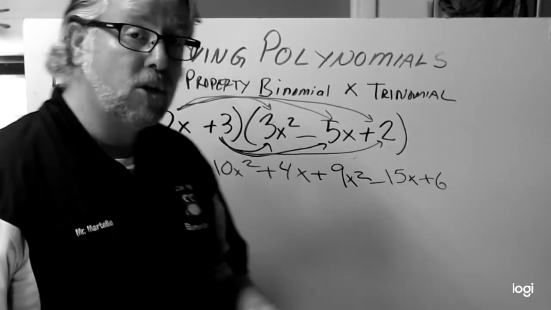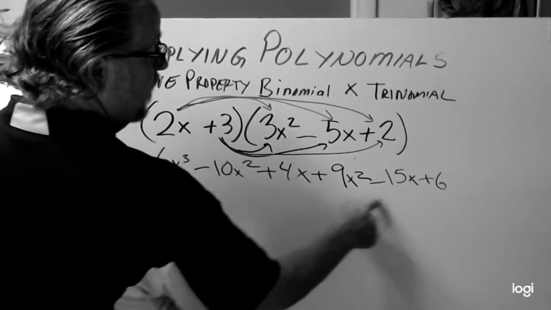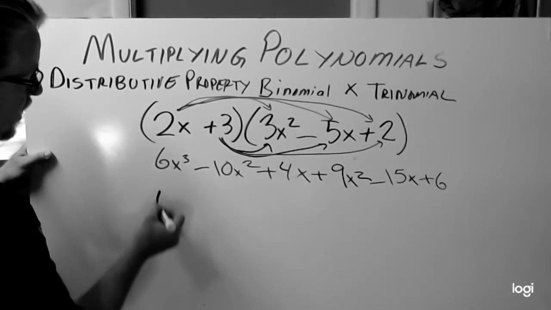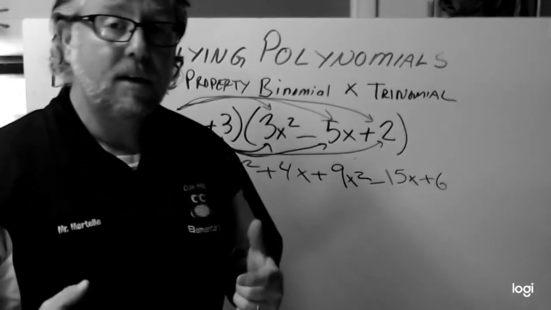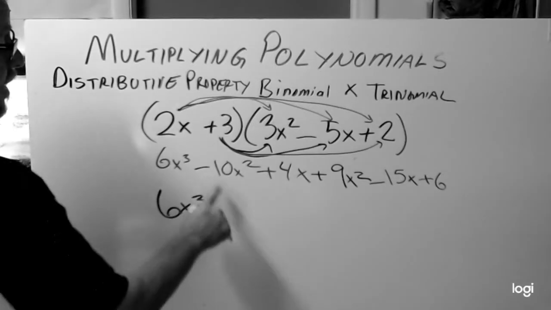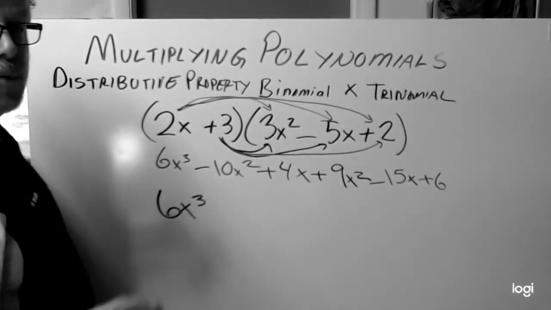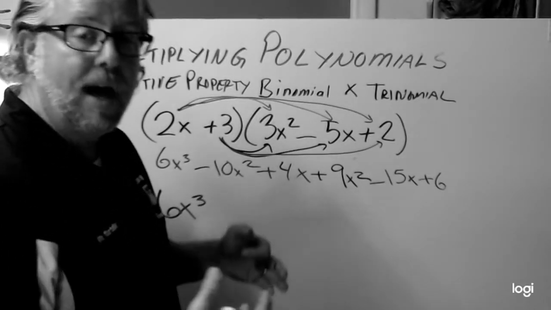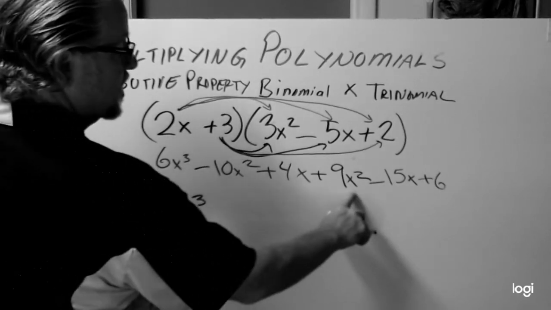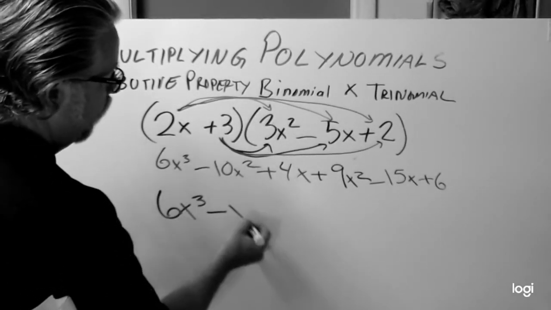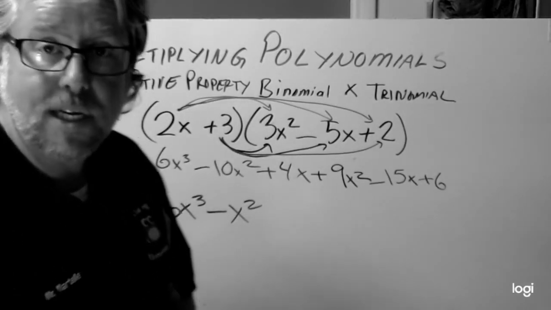Do we see any more cubes in this expression? No, so 6x cubed is simply just 6x cubed. Now let's take a look at our squares. Any time we have an x squared or any variable squared, I've got a negative 10x squared and a positive 9x squared. So we're going to combine those two. They both have the same variable and they both have the same exponent. So negative 10x squared plus 9x squared gives us a negative 1x squared. You don't have to write the 1, just always remember, of course, that it's there.